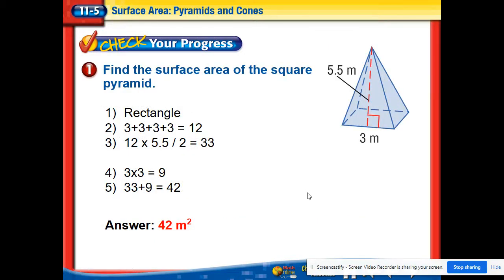All right, let's try this again. So again, we have a rectangle down here. It does say square pyramid, so these are all the same side. So 3 plus 3 plus 3 plus 3 is 12. So then we take the 12 times that slant height, which again is in front. It's part of that triangle. So 12 times 5.5, and again, the divided by 2, because it is a triangle, gives us 33. Now we do the base, just here and here, 3 times 3, which is 9. Add those together for 42.